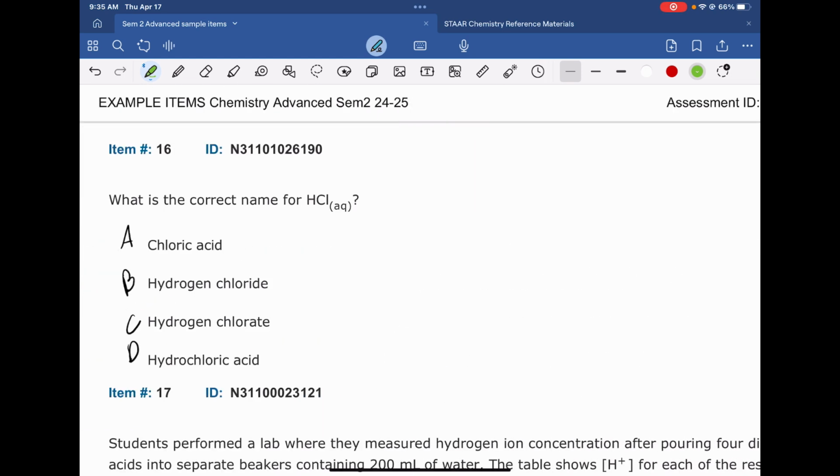Moving on to question number 16, it says, what is the correct name for HCl? So in naming, this semester we talked about naming acids and bases, and your rule for naming binary acids. We know this is binary because it only has 2 elements. We only have hydrogen and chlorine. So binary means 2 elements. So we know that we are naming a binary acid.